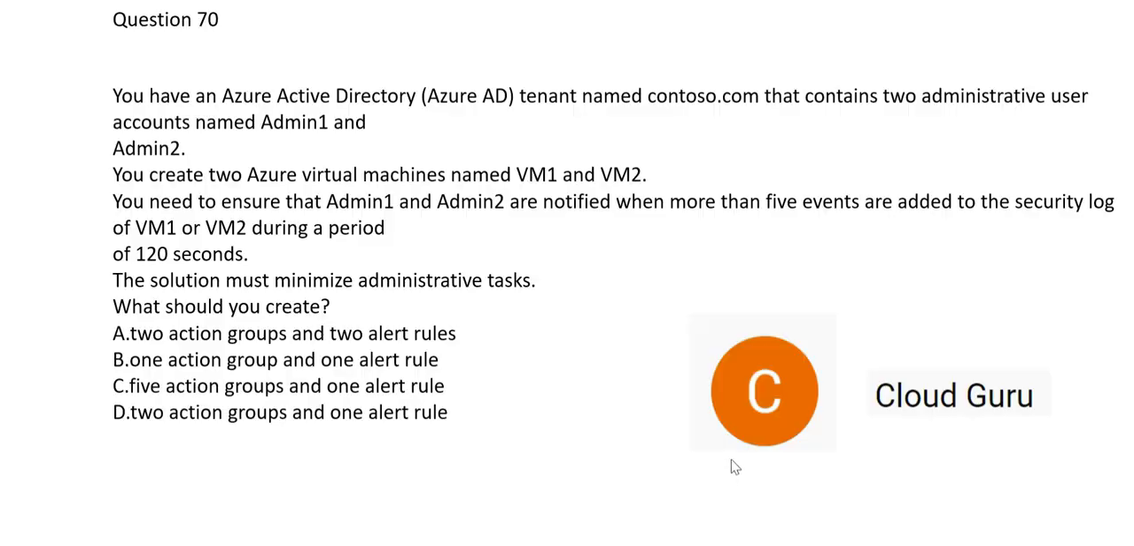But how many action groups? I think here one action group is sufficient. You don't need two action groups. Just because there are two VMs, you need two action groups? No, you can create one action group and one alert rule. The same alert rule you can configure to send emails to both admins. Just because there are two admins, you need two alert rules? That's not the case. One action group and one alert rule will solve the problem. So this is our final answer.